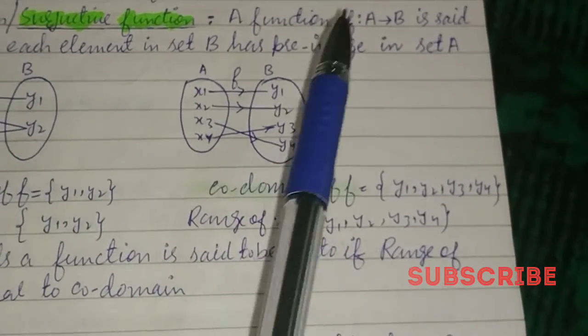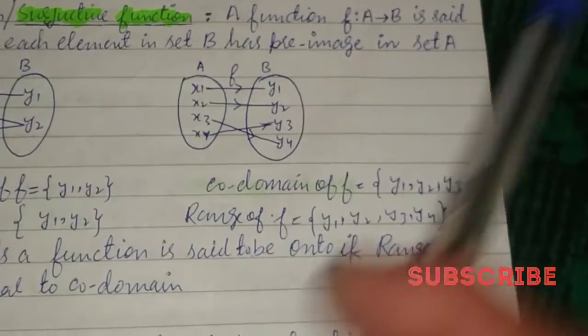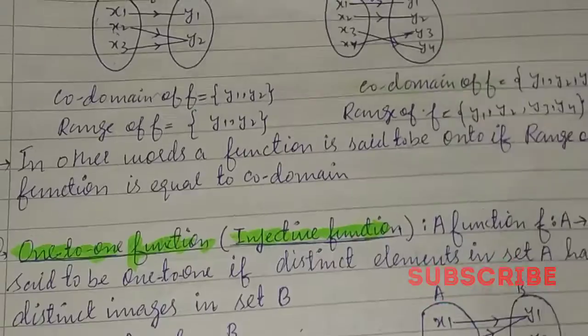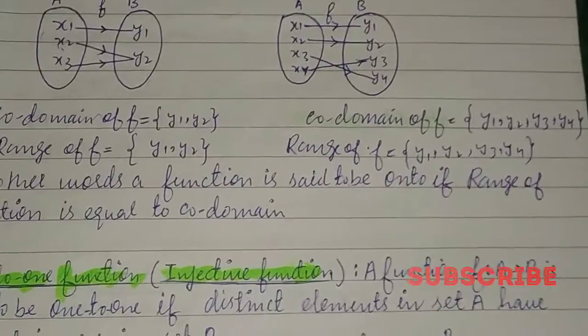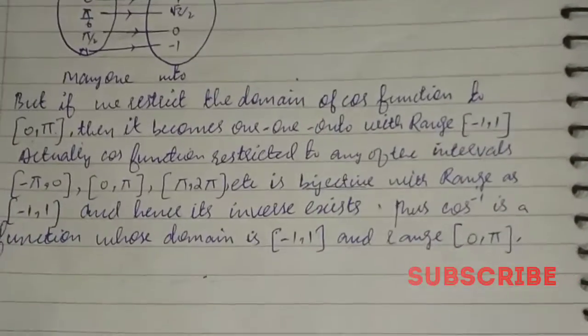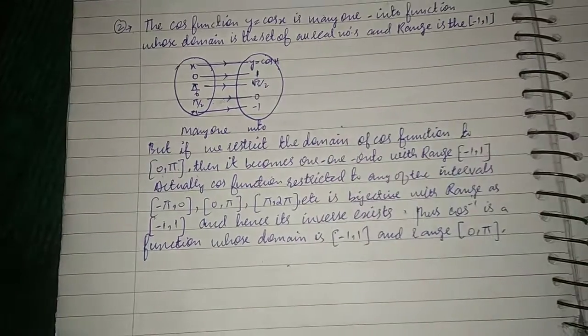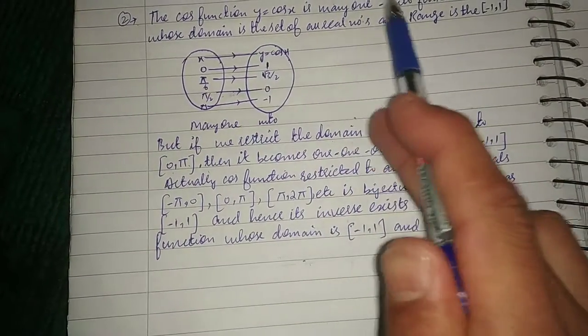That means all elements in set B have at least a pre-image in set A. That's called onto. Now the bijective function is that function which is both one-one and onto. But this cos function is neither onto nor one-one. It's many-one and into.